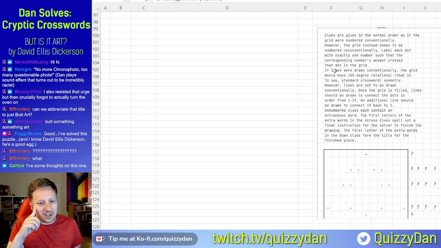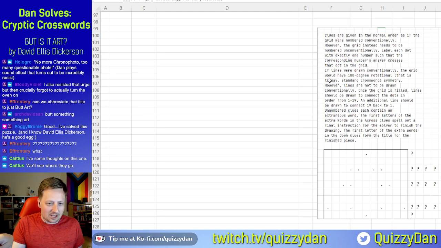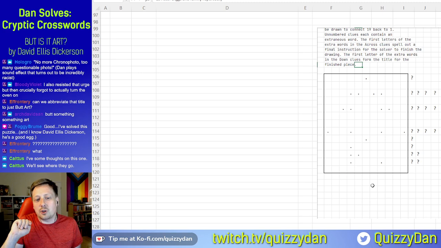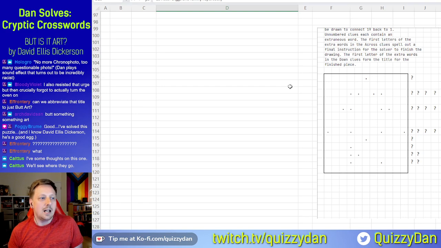So clues are given in the normal order if it was numbered conventionally, but it's not. And if the lines were drawn conventionally, it would have 180-degree rotational symmetry, but they're not. Brilliant. Anyway, looks like a tree, but I bet it's not. So those are all the dots, and we don't know what numbers they are yet.